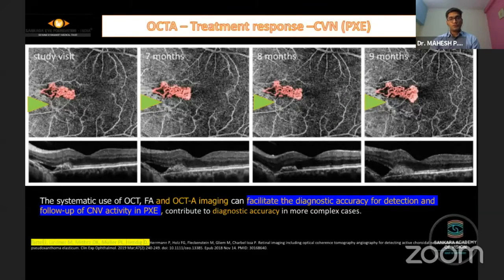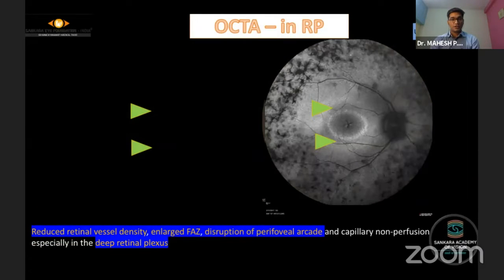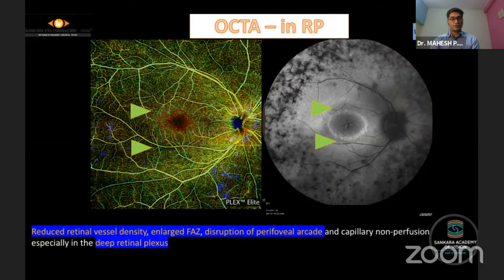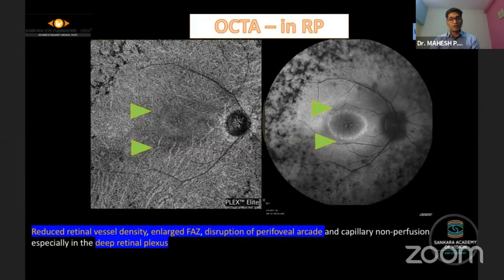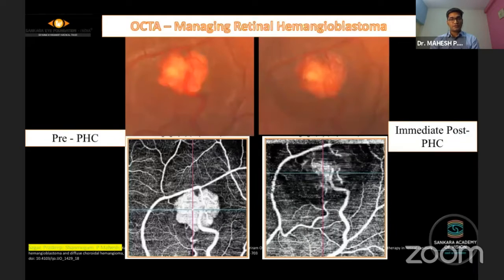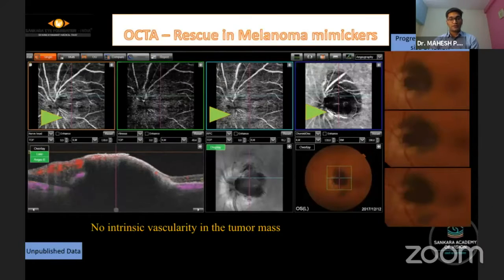In treatment response of CNVMs in specific cases like pseudoxanthoma elasticum, and in cases of RP, we can see reduced vessel density, enlarged FAZ, and disruption of the foveal arcade. Most importantly, in the deeper vascular network, it can also be utilized in vascular tumors, as we can see that after laser, the vascularity of the tumor decreases. It can also be utilized where the tumor is a pigmented tumor, where the vascularity is not seen, but the OCTA clearly shows us a decrease in vascularity after treatment.